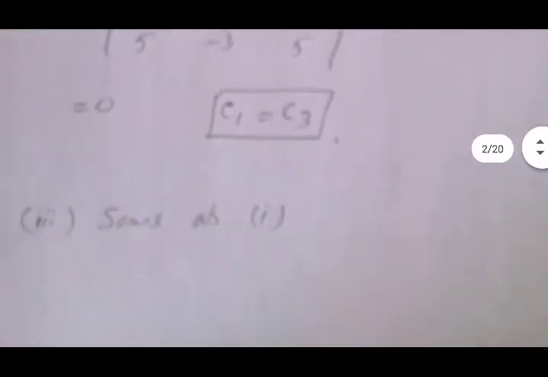In the second part, column 1 minus column 2, and then 2 columns are equal, therefore the determinant is 0. The third part is the same as the first.